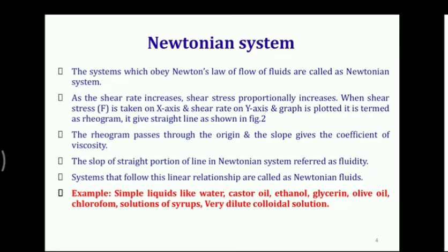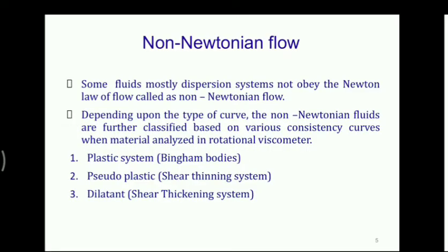The slope of the straight portion of the line in Newtonian systems is referred to as the fluidity. The systems that follow this linear relationship are called Newtonian fluids. Examples of Newtonian systems are simple liquids like water, castor oil, ethanol, glycerin, olive oil, chloroform, solutions of syrup, and very dilute colloidal solutions.